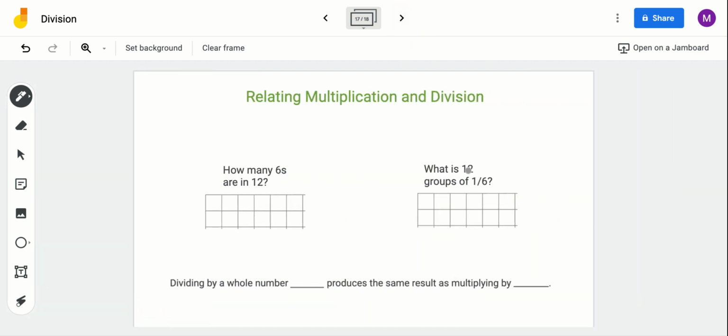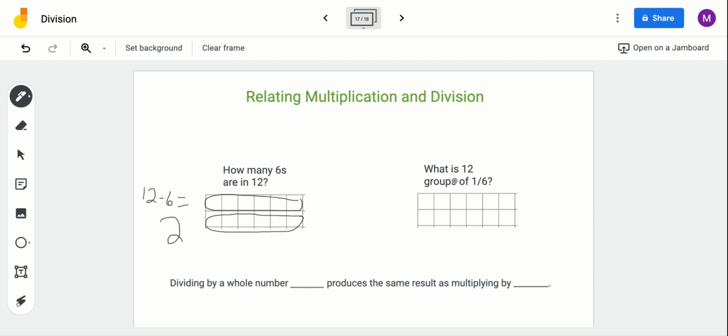Let's try one more. How many sixes are in 12? So 12 divided by 6 equals how many groups? Well, here's a group of 6. Here's a group of 6. I end up with 2 groups of 6.